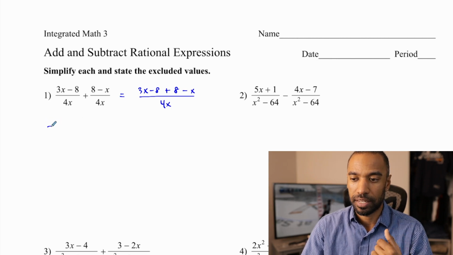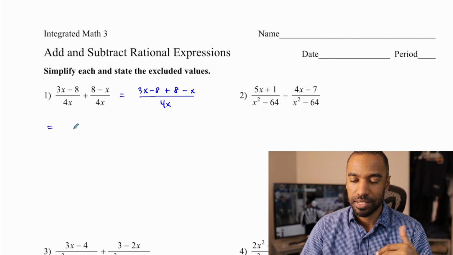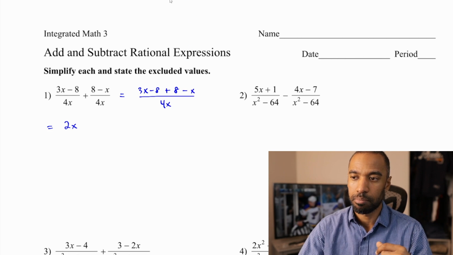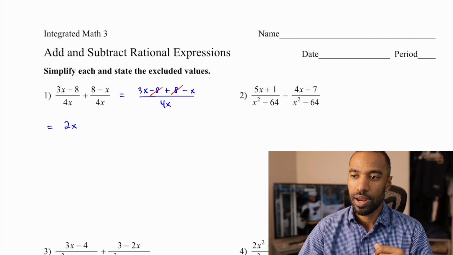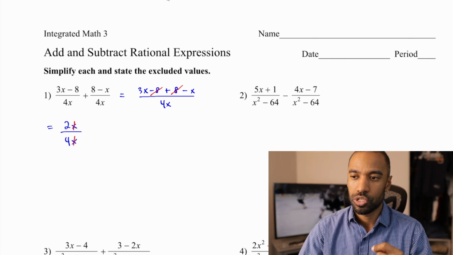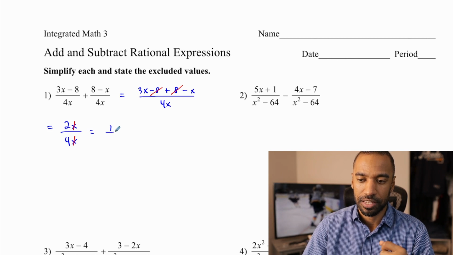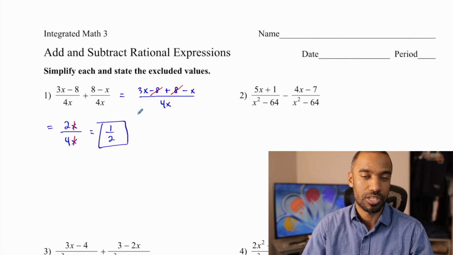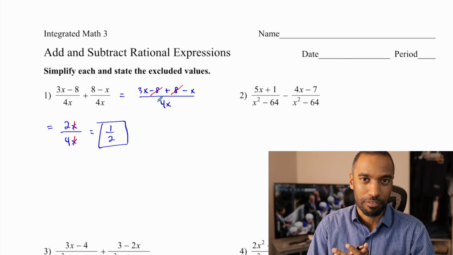So now I'll just combine like terms here. 3x minus x is 2x, negative 8 plus 8 is 0. So you're actually left with 2x over 4x. Now, x divided by x is 1, and 2/4 reduces to 1/2, and that's just our answer there, 1/2. Probably the cleanest answer you'll get, probably the only one without any fractions here.